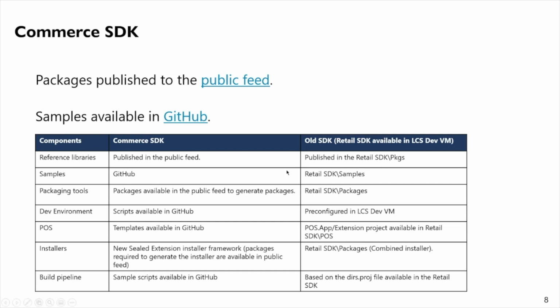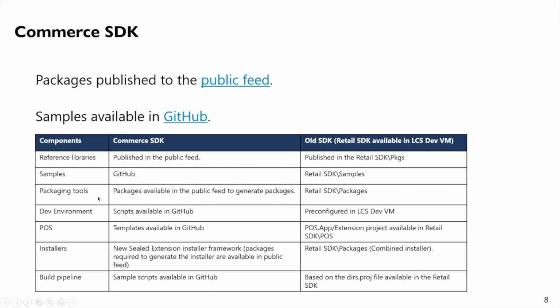Then the second big difference is the samples. For the new SDK, all the samples are published in GitHub. In the older version, the samples are available in the retail SDK folder. The third main difference is the packaging tools.